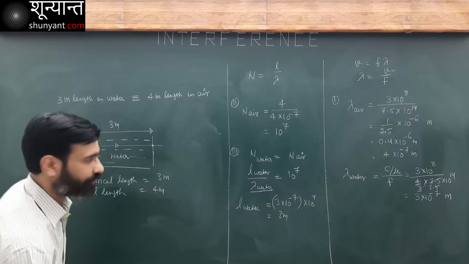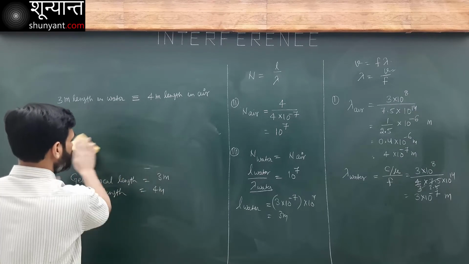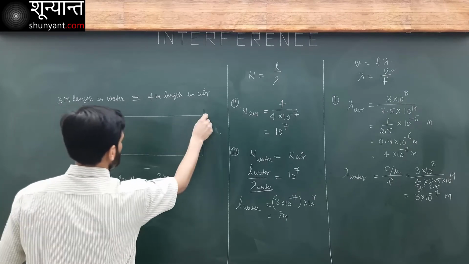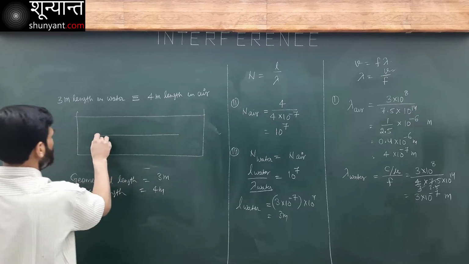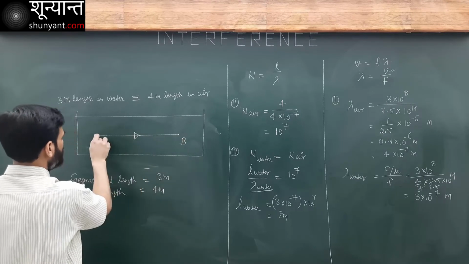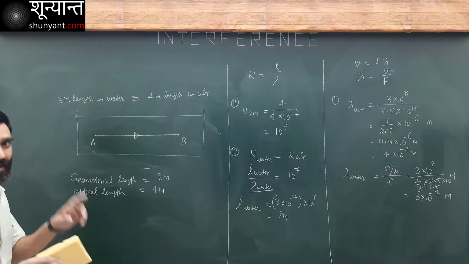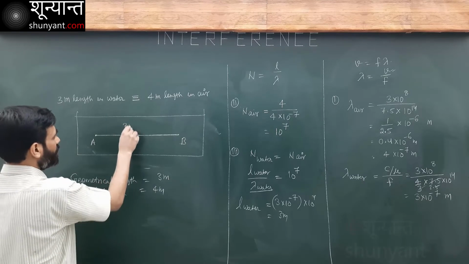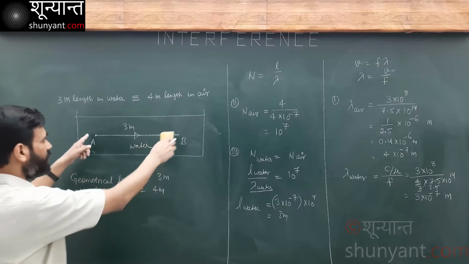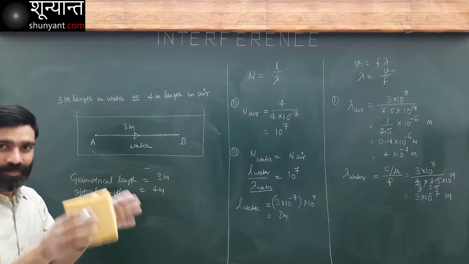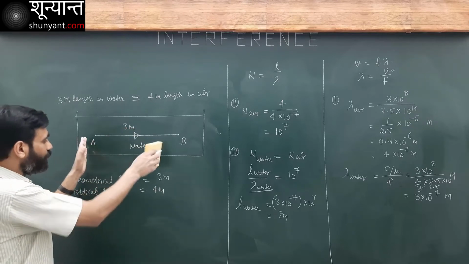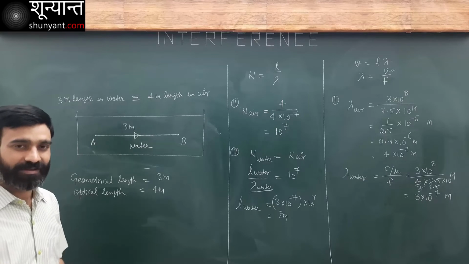What it means is, let me draw it this way. Let's say that I have this water, and light is traveling from A to B. What will be the geometrical length between A and B? It will be the geometrical distance, the separation, 3 meters. But the optical length will be equal to 4 meters. This is the meaning of optical length.